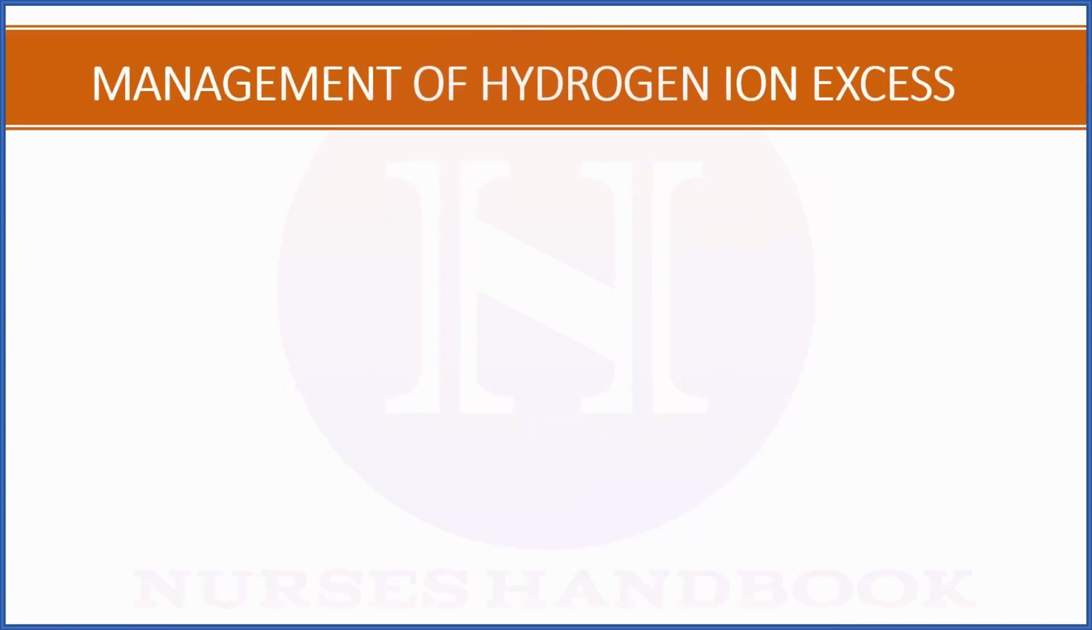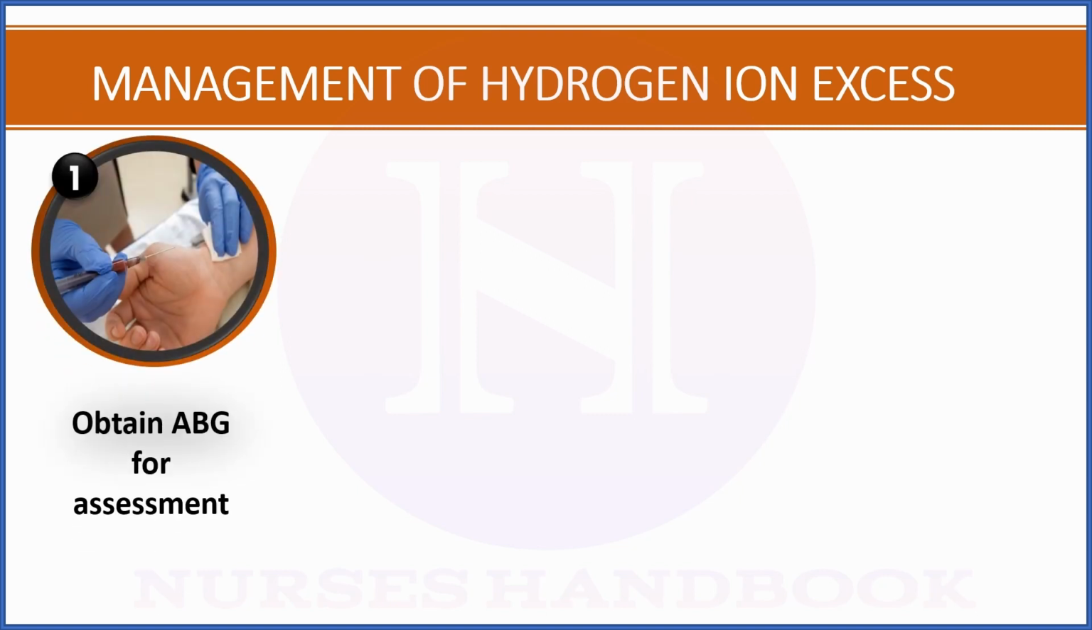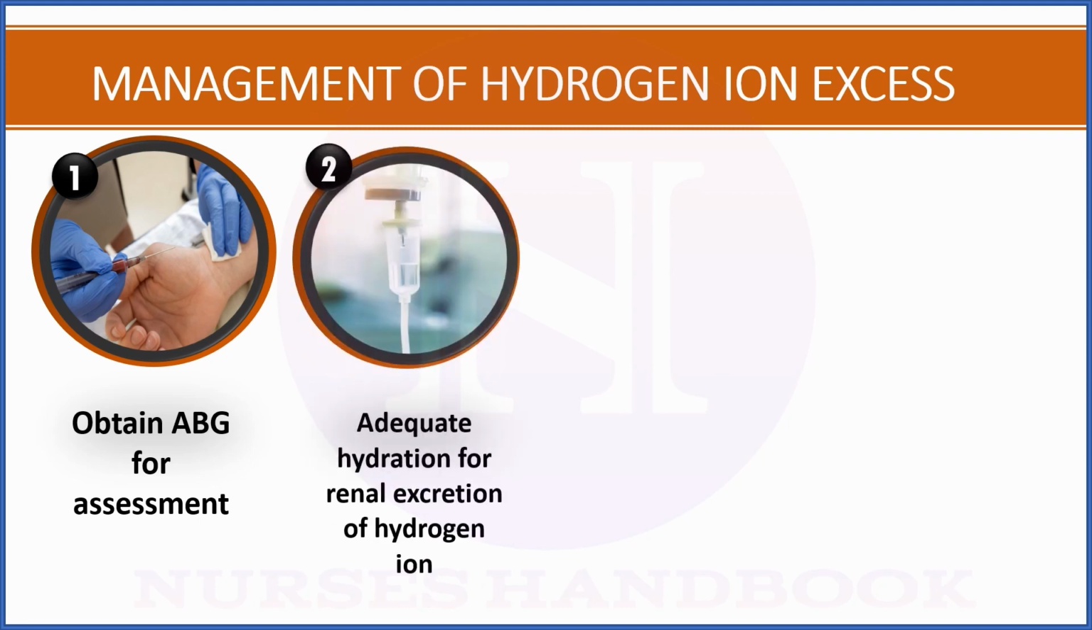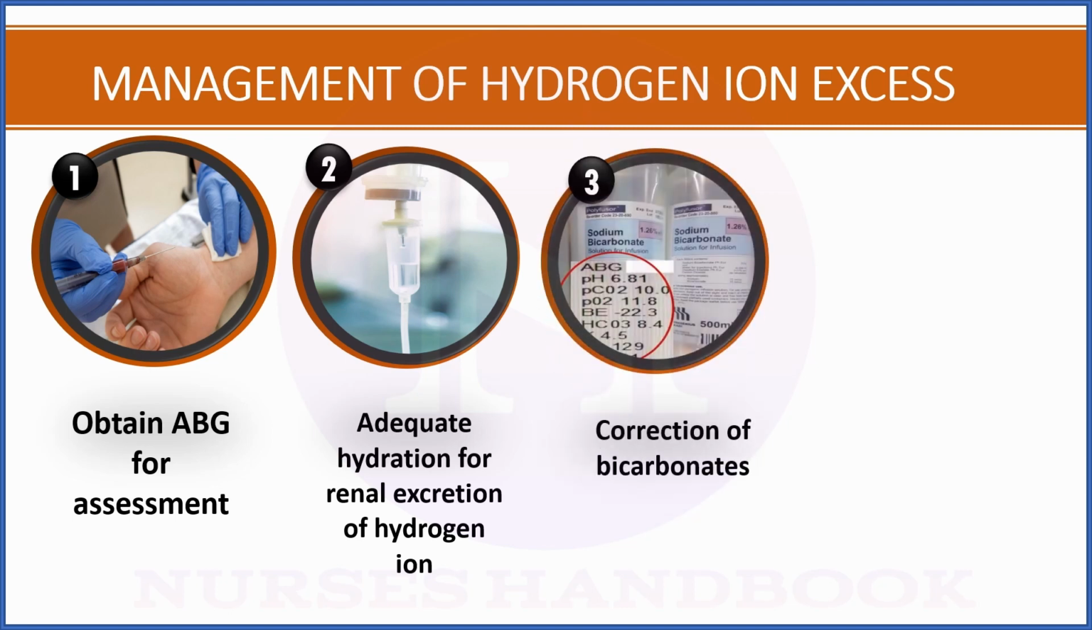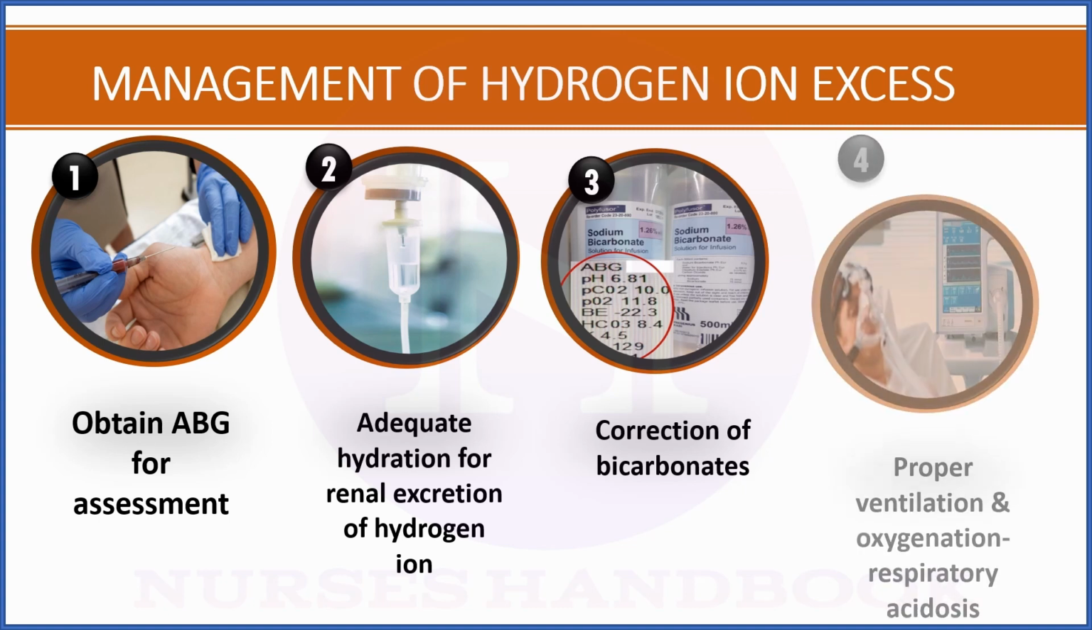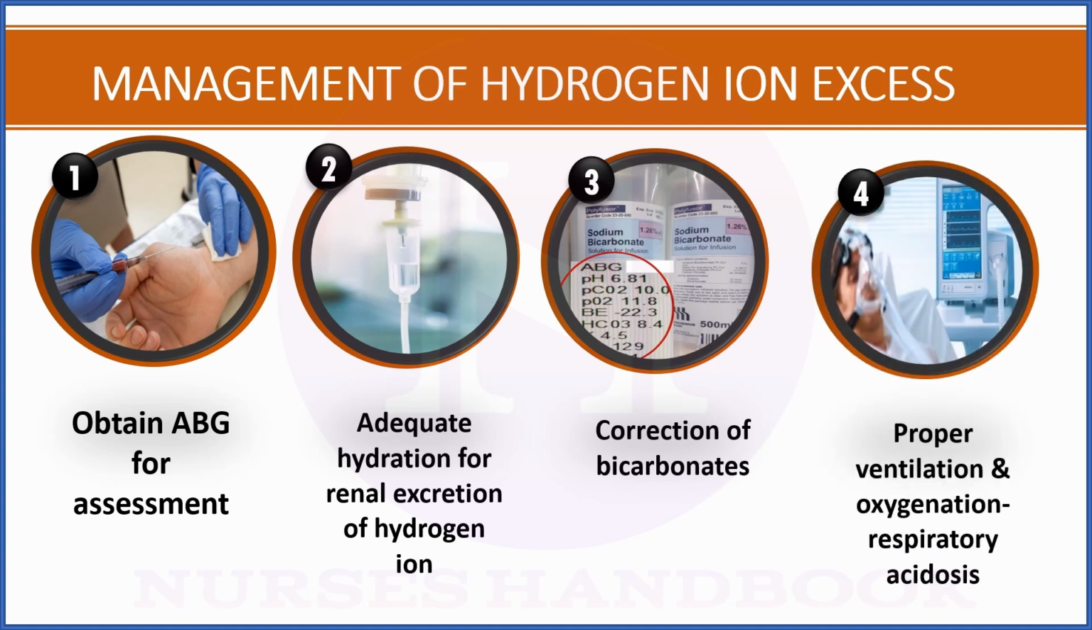Coming to the management part of hydrogen ion excess, first draw an ABG sample for early assessment. For metabolic acidosis, adequate hydration for renal excretion of hydrogen ion and correction of bicarbonates by infusing them are the treatment. Meanwhile, for respiratory acidosis, proper ventilation and oxygenation is the treatment.